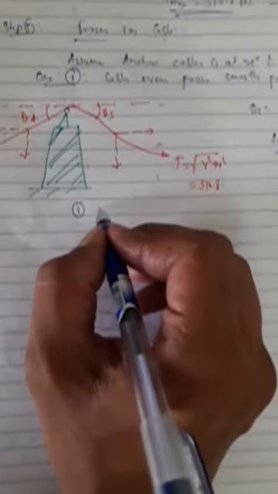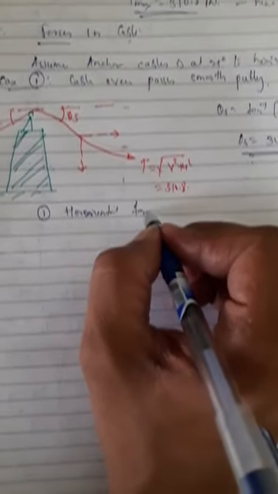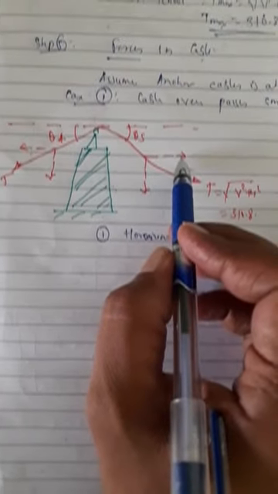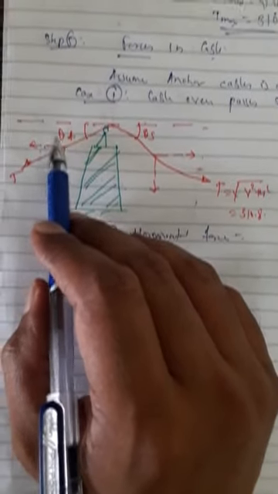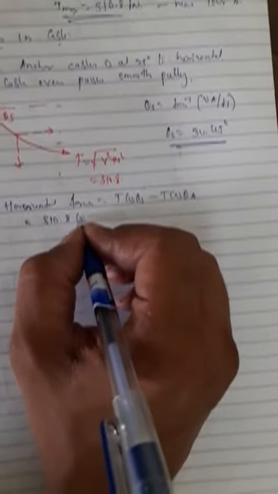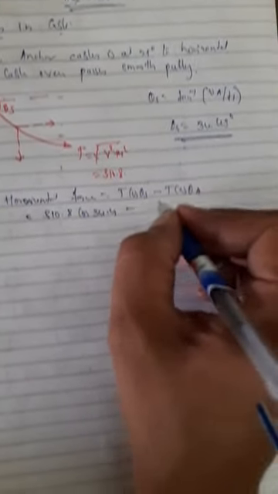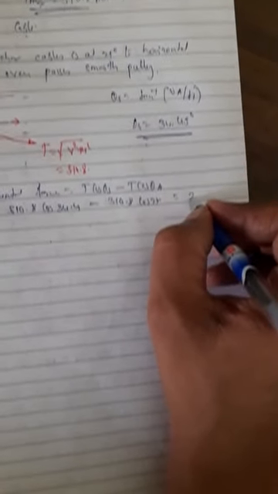First, horizontal force is equal to, so this is T cos theta S, this component is T cos theta A, so it is T cos theta S minus T cos theta A. Substituting the values, I get 310.8 cos 34.4 minus 310.8 cos 25. Substituting all the values, I get 24.23 kilonewtons.